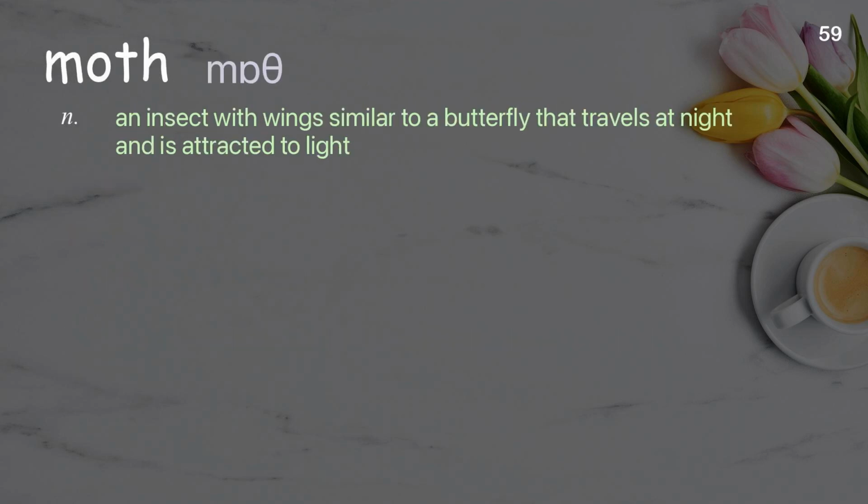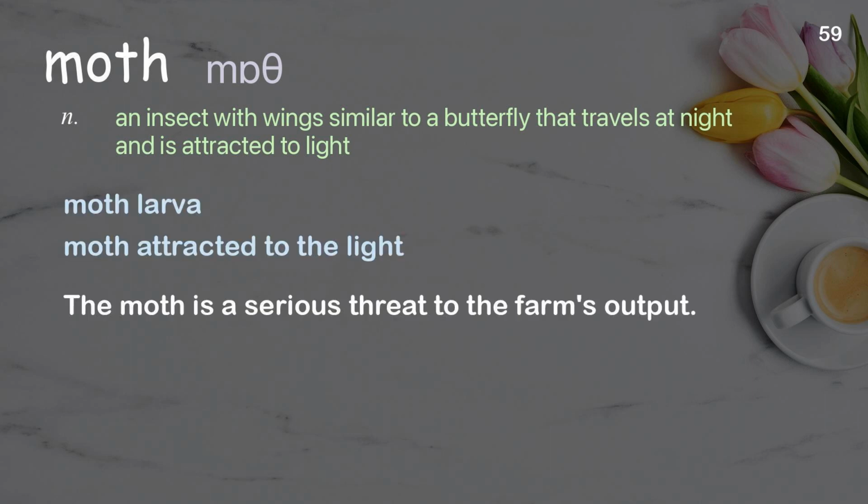Moth. An insect with wings similar to a butterfly that travels at night and is attracted to light. Examples: Moth larva. Moth attracted to the light. The moth is a serious threat to the farm's output.